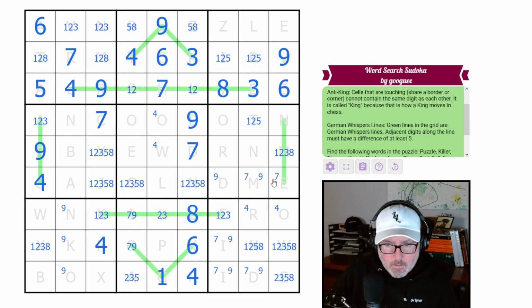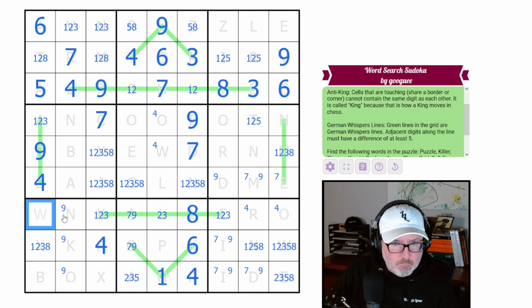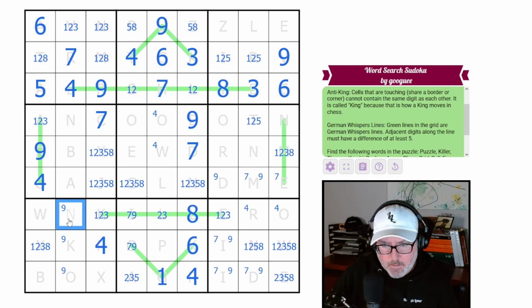What's next on our list? So let's try to think about 5. We have a 1, 2, 3 trip here. Can't quite rule out 5s in any given space here.